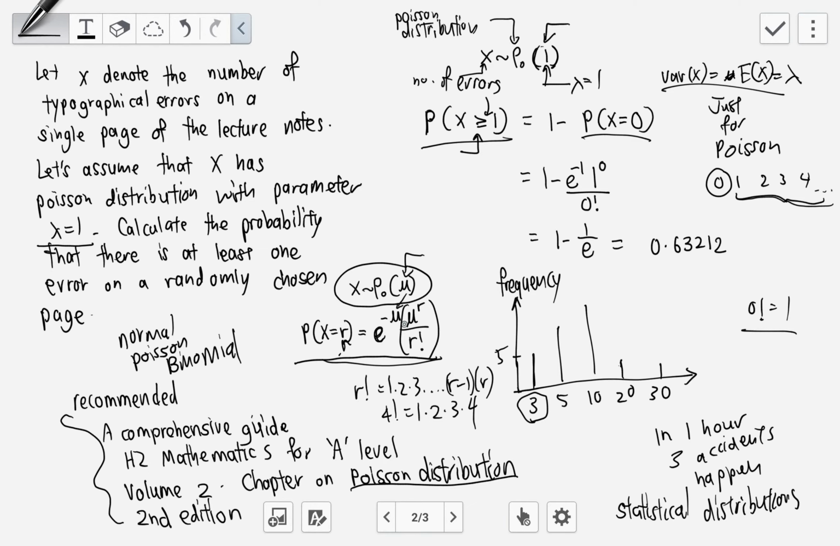Then I just apply the formula, where my lambda is 1, so I substitute 1 here. This mu and this lambda are the same. So there will be e to the power of minus 1, times 1 to the power of 0, divided by 0 factorial, where 0 is the number from here. Then 1 minus this, so I will end up with this, and that would be the answer to this question. There is a probability of 0.63212 that there's at least one error on a randomly chosen page, and that's it.